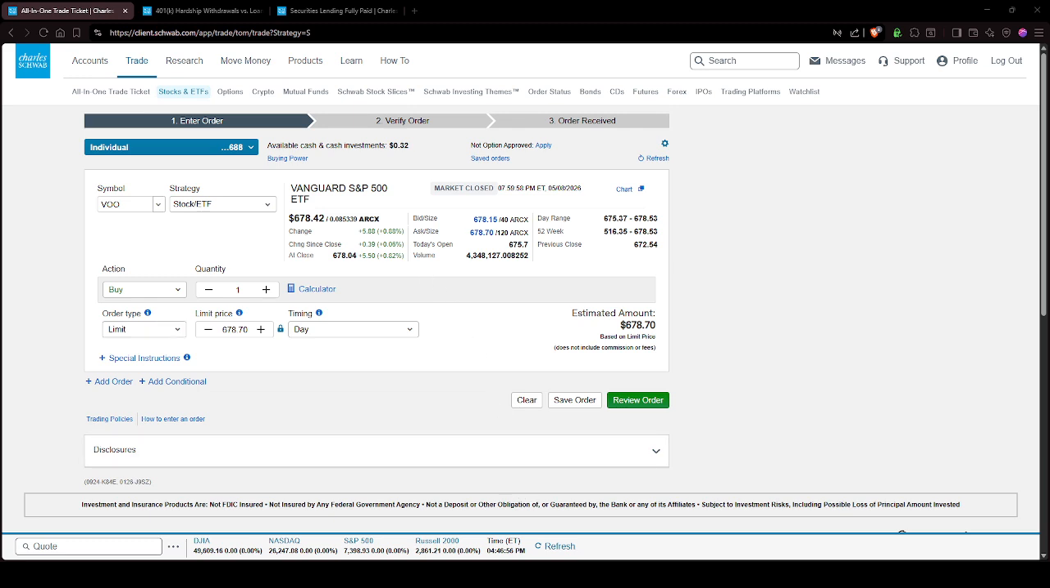Remember to keep an eye on the market and adjust your trading strategy as needed. With these steps, you are now ready to start trading on Schwab and manage your investments effectively.